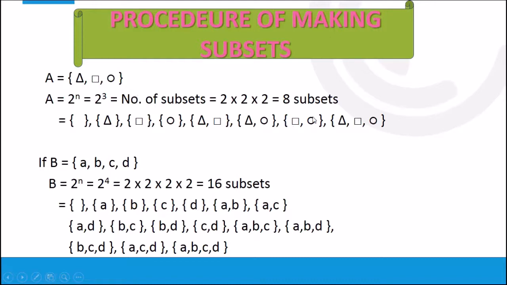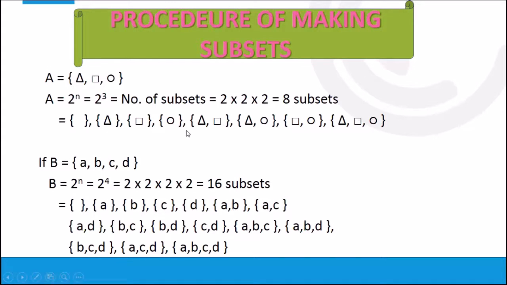And one thing keep in your mind: the subsets that you are making should not be the same. All the subsets' elements should be separate. And the last one has triangle, square and circle. What do we call it? What name do we have to say? This is an improper subset, or equal subset. Got it? Now come to the second example.